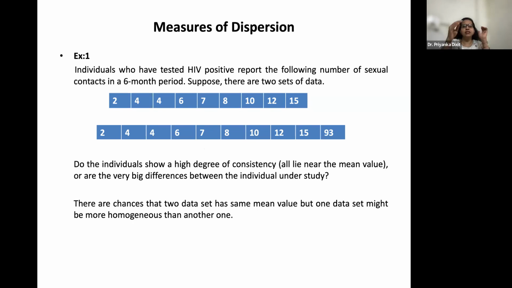So range will tell us in which data set we have heterogeneity and in which data set we have homogeneity. If we compare these two data sets, we can clearly say that the variation present in data set 2 is more compared to data set 1, isn't it?